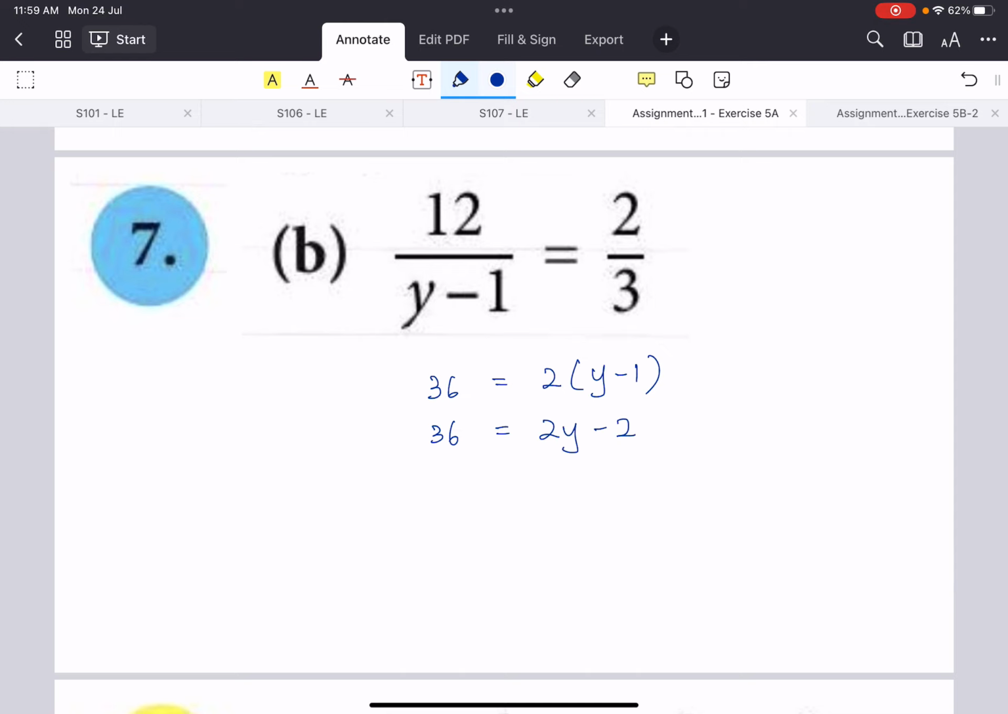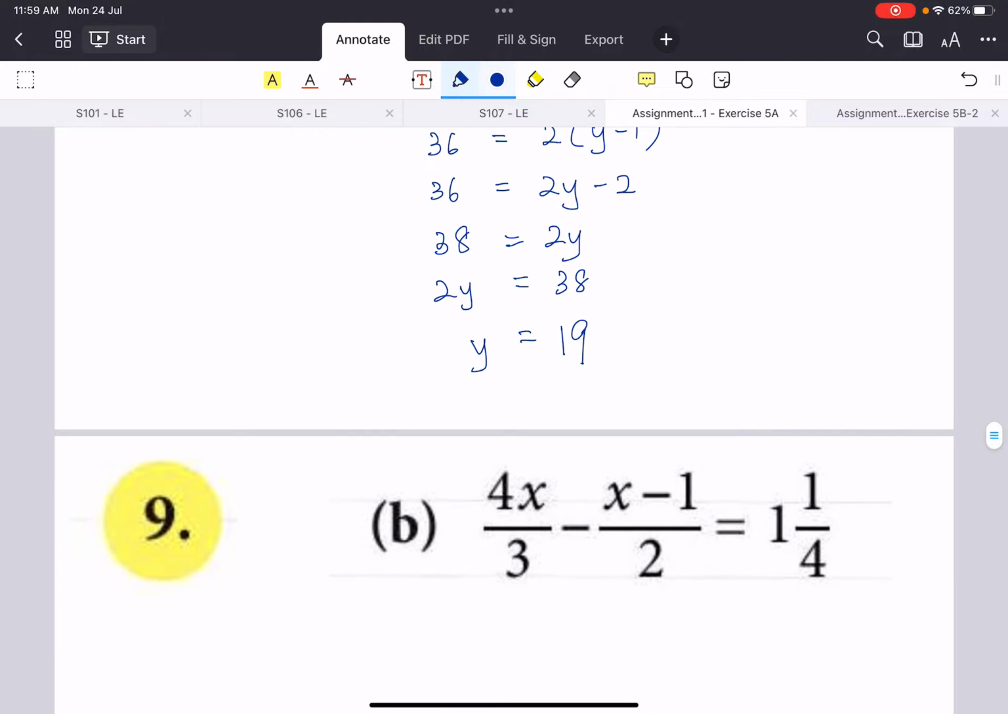We can always shift things around, but let's maybe add 2 on both sides first. We get 38 equals 2y. That means 2y equals 38. y equals 19. Right? Now, going on, next.